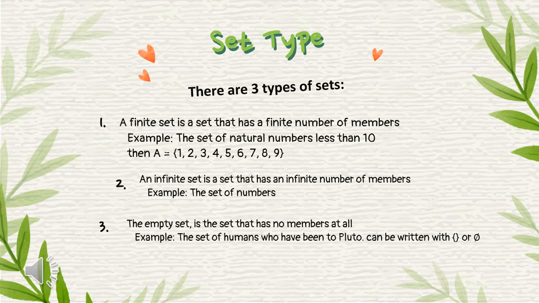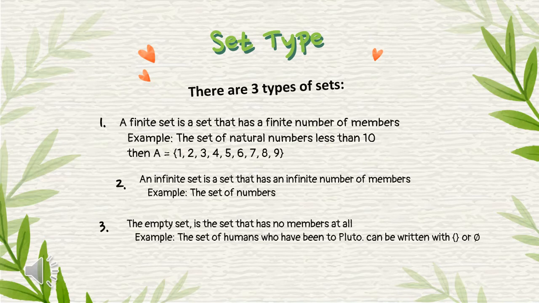Set types. There are three types of sets. The first, a finite set, has a finite number of members. For example, the set of natural numbers less than 10. Then set A is 1, 2, 3, 4, 5, 6, 7, 8, 9. The second, an infinite set, is a set that has an infinite number of members. For example, the set of numbers.